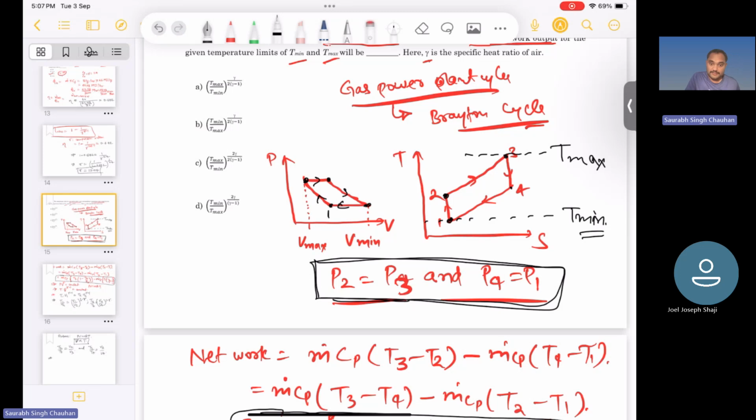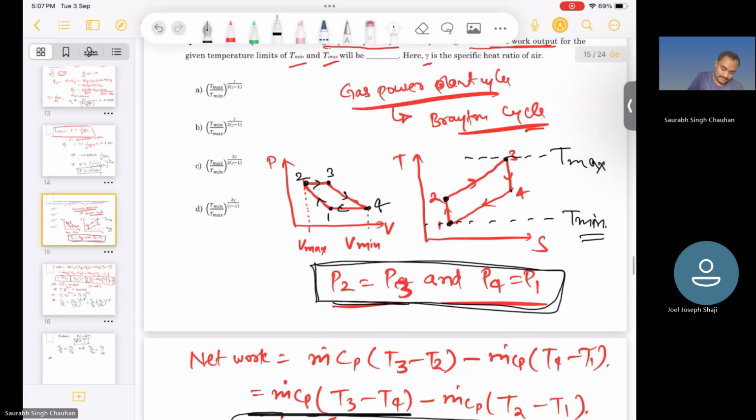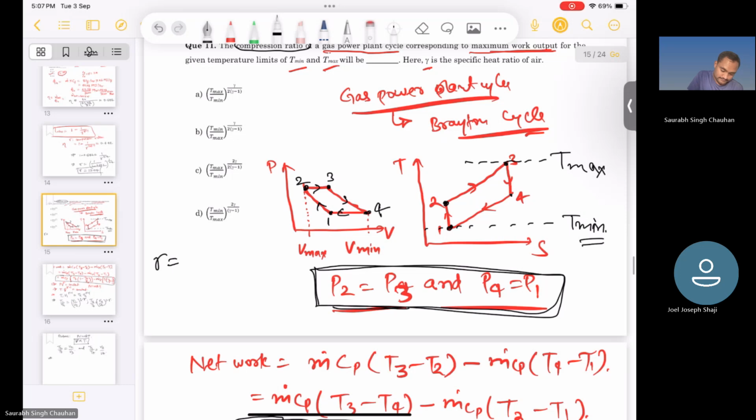this is 1, this is 2, 3, 4. 1 to 2 is isentropic compression. 2 to 3 is isobaric expansion, and so on. So what do we have? We have to find the compression ratio. So compression ratio R will be V4 divided by V2. This quantity we have to find.